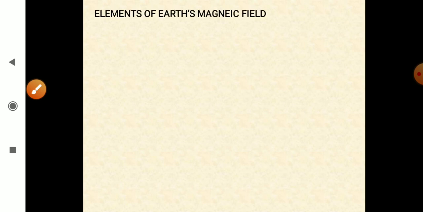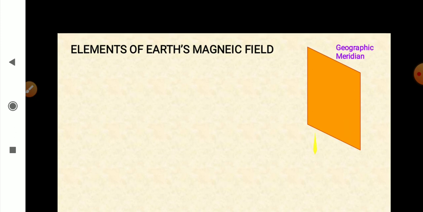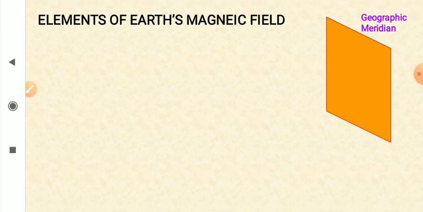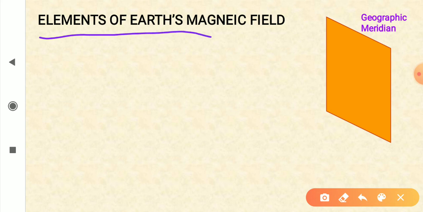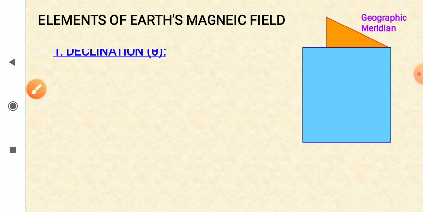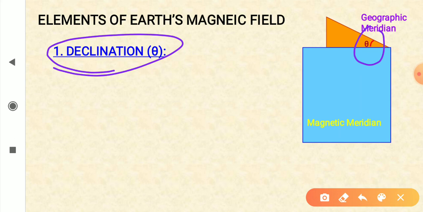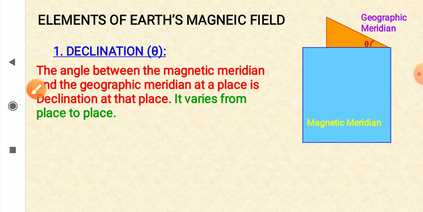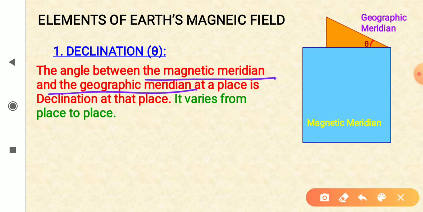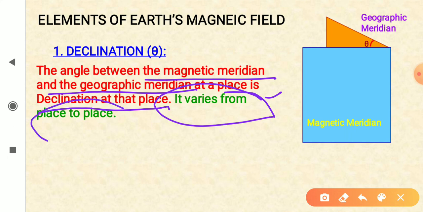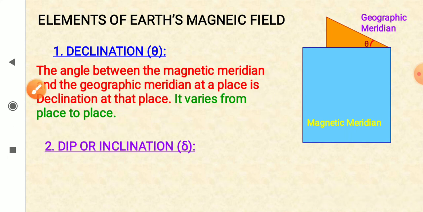And Earth's magnetic field can be represented by 3 elements. So they are called elements of Earth's magnetic field. If we have geographic meridian like this and magnetic meridian, and the angle between them is this theta, then this angle is called declination. The angle between magnetic meridian and geographic meridian at a place is called declination, and it varies from place to place. So it does not remain constant.